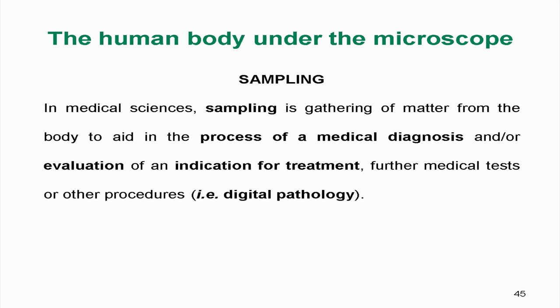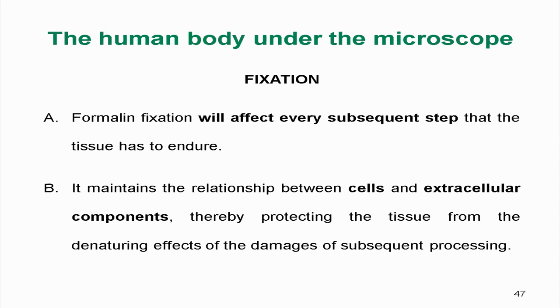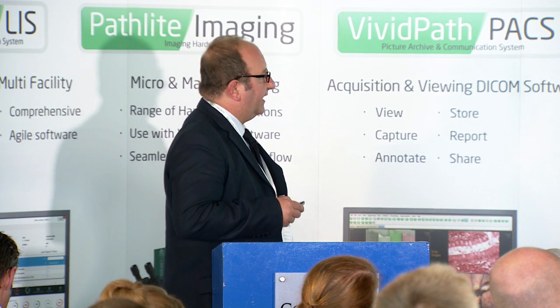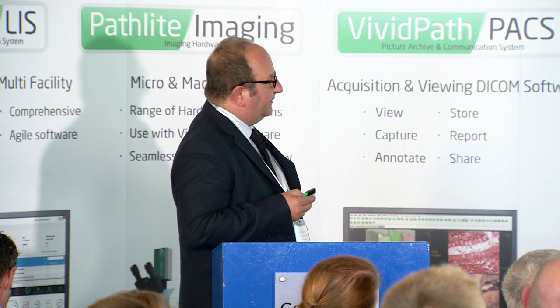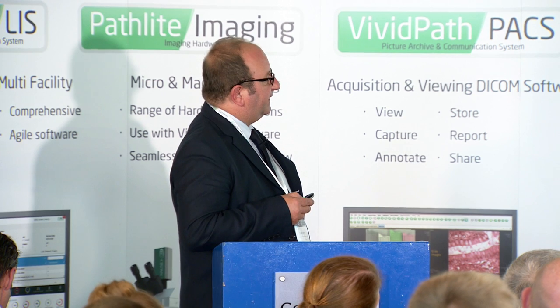And briefly, sampling is a gathering of matter from the body to aid in the process of medical diagnosis, evaluation, or other procedure, for example, digital pathology. The fixation inhibits the so-called autolysis and putrefaction. Formalin fixation will affect every subsequent step that the tissue has to endure, and it maintains the relationship between cells and extracellular components.